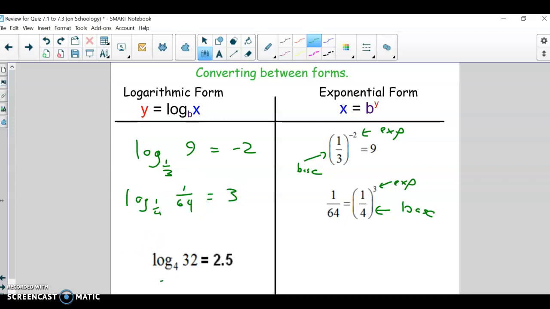Going the other way, again, I always start with the base. The base is the little number down there, so that's my base. And log means find the exponent, so my exponent is 2.5. We're going to do base of 4, exponent of 2.5, and that should equal 32, right? And you can check this on your calculator or even just mentally. Like 4 squared is 16, so 4 to the 2.5 could be 32. That seems reasonable. So, yeah, that's it.